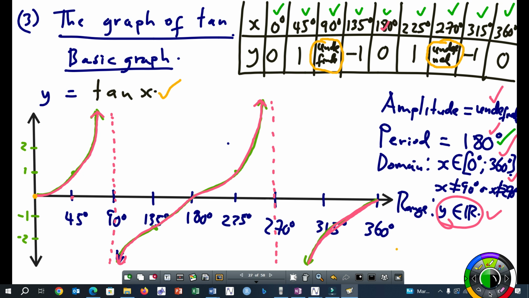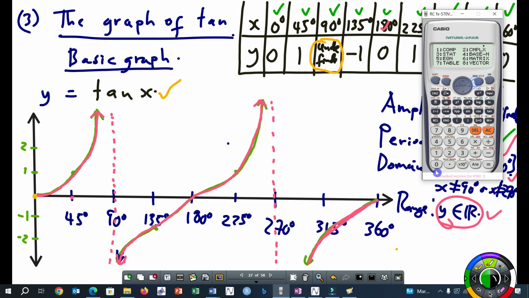As always, in grade 10, we only sketch these graphs from 0 to what? To 360 degrees. If you take out your calculator, just to show you how the table comes up, you go to mode, then number 7, table. Then my function is tan x, so tan, then alpha, then x, close the bracket. I'll put 0, so we are starting from 0, then we are ending at 360. Then our step here is 45. For the graph of tan, the step is 45 degrees. So the calculator will give you that table.